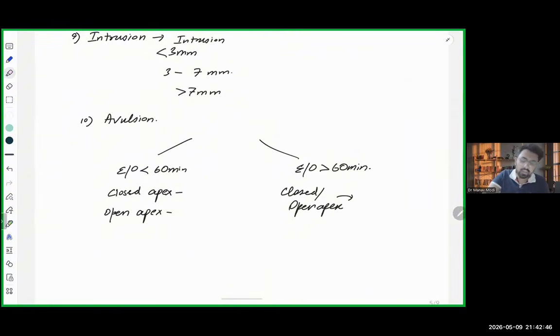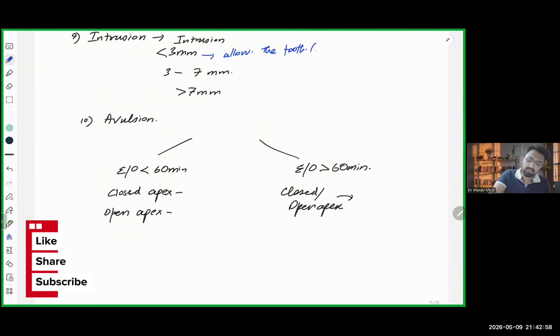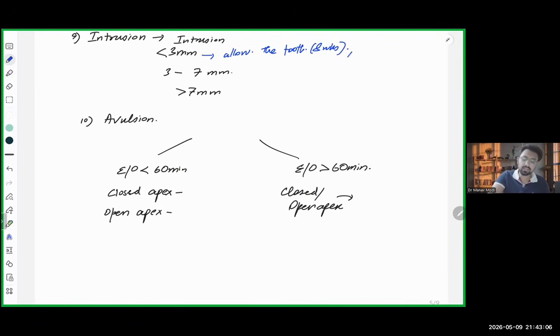Moving forward, we come to intrusion. When the intrusion is less than 3 mm, we will allow the tooth to come back into position within 8 weeks. If the tooth is not coming back into position, we bring the tooth back into position and give a flexible splint for 4 weeks. So we allow the tooth to reposition and wait for a period of 8 weeks. If it's not happening, we put a flexible splint for 4 weeks.